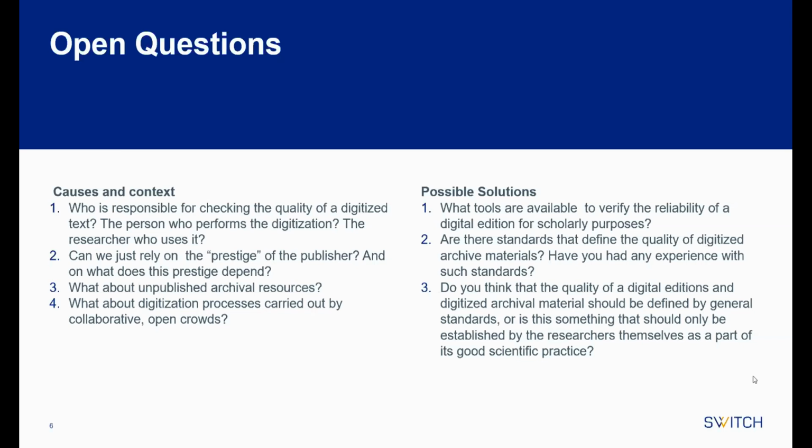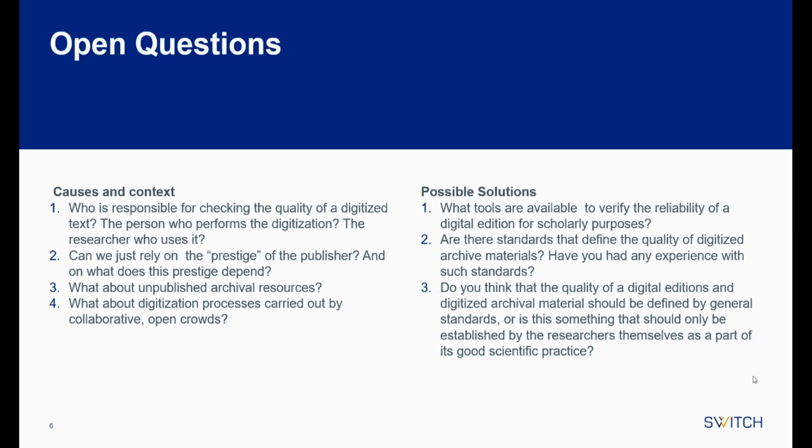But then what about unpublished archival resources? The main problem is there. Yeah? You have a lot of material that you need for research, but you cannot certify the quality. And above all, there are processes of digitalization that are done in a collaborative way. Yeah? There are digitalization projects where many people from all over the world cooperate in the digitalization process.